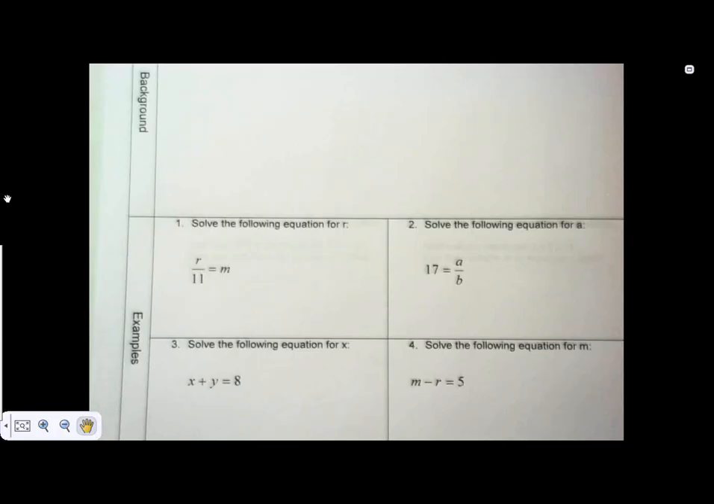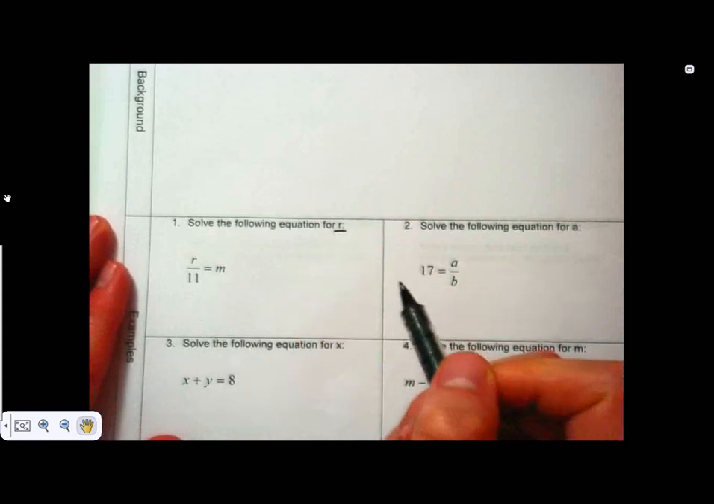Welcome. In this video, we'll be again looking at how to solve linear equations. So the difference between these particular problems and the ones that we've looked at in the past is that we have more than one variable in our equation. So let's take a look at number one and see how we might solve it.